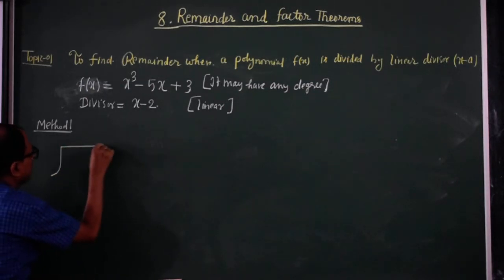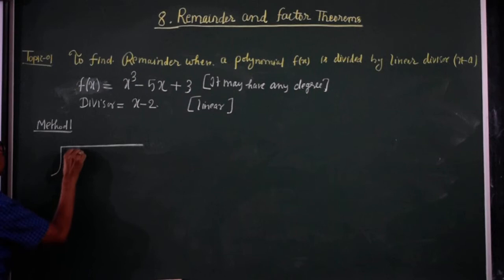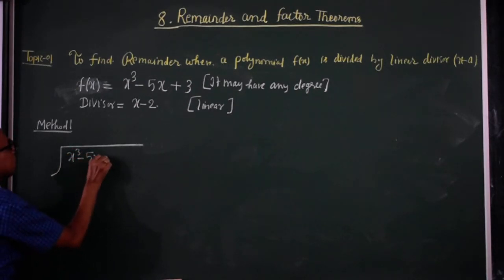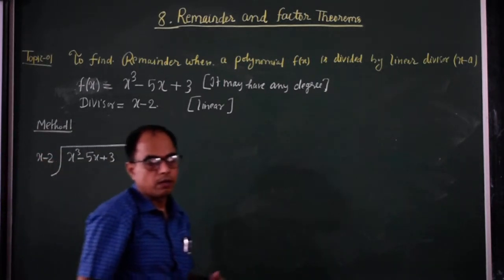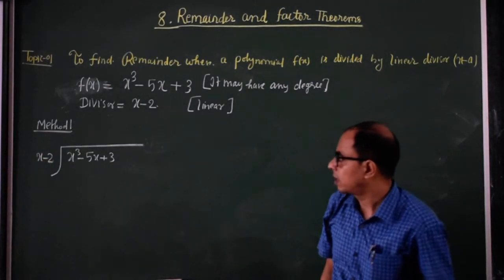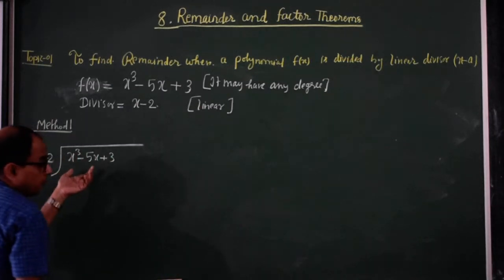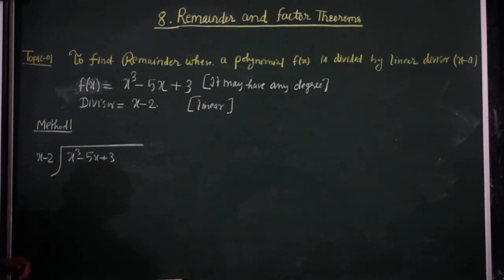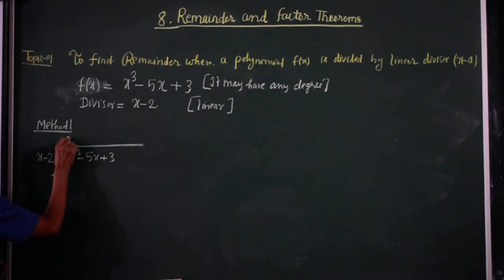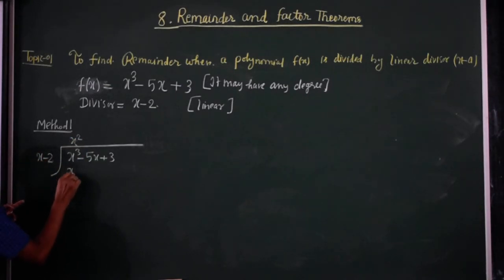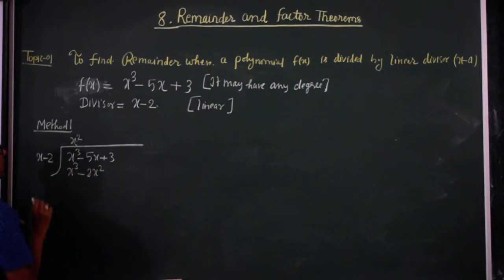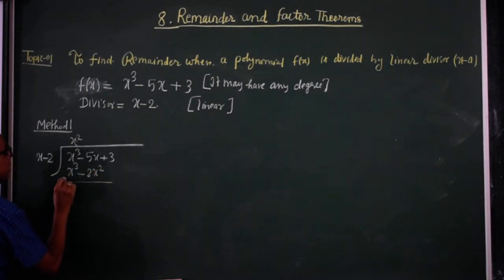One method is very simple. Divide the polynomial x cube minus 5x plus 3 by x minus 2. This method we already have from lower classes, algebraic division. First of all you have to get x cube, so multiply x minus 2 by x square. X square into x is x cube, x square into minus 2 is minus 2x square. Now change the sign, minus plus.